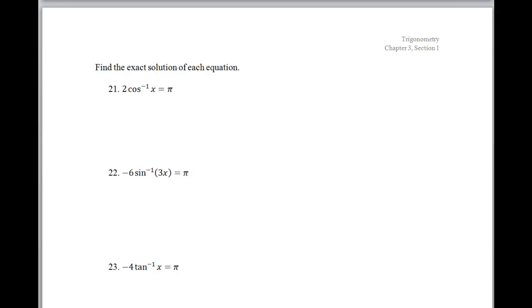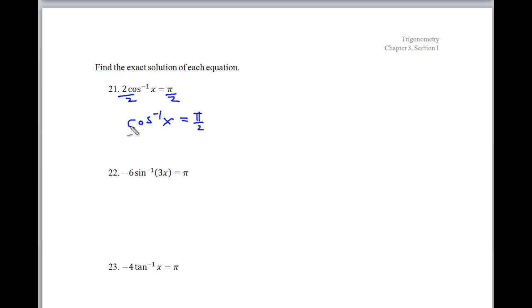So for the final part of our work here today with Chapter 3, Section 1, we're going to be finding exact solutions of each equation. I strongly recommend having a unit circle out for this part of the worksheet here. So let's get started. The first thing I'm going to do is get the inverse of the cosine all by itself. And to do that, I'm going to divide both sides by 2. What this is going to give me is the inverse cosine of x is equal to pi over 2.